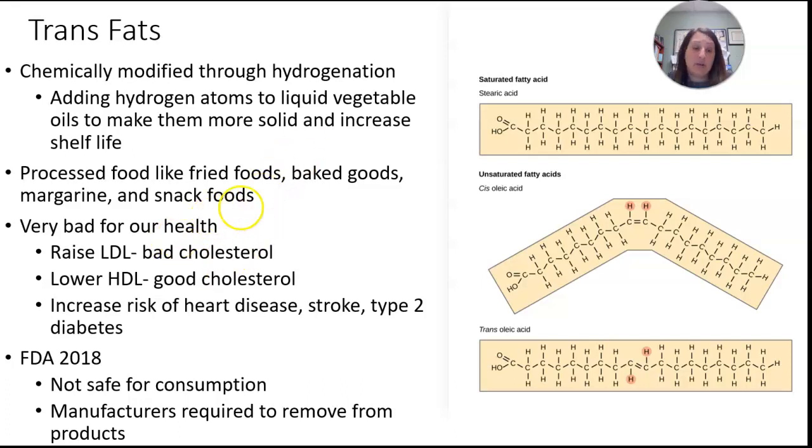And so there's actually been lots of studies done to show how bad they are. They raise our LDL, low density lipoprotein, which is your bad cholesterol, and then they lower your good cholesterol, which is called your HDL. And so a diet high in trans fats will increase the risk of heart disease, stroke, type 2 diabetes, and so on and so forth. They're very, very bad.